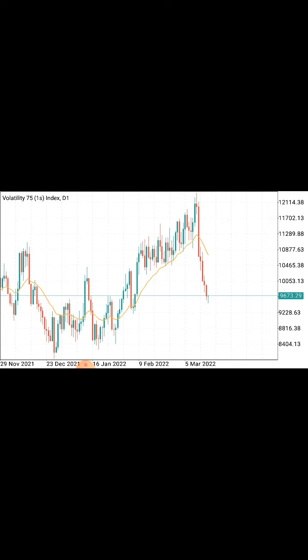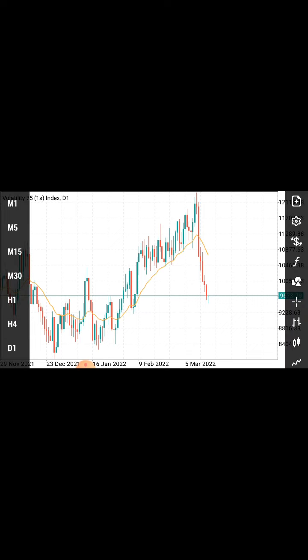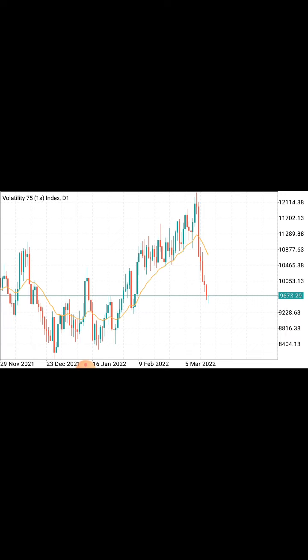So, I've chosen Volatility 75 1 second. It's a synthetic index offered by Deriv. Deriv is a broker. It's the only broker that offers synthetic indices. These are programmed indices.